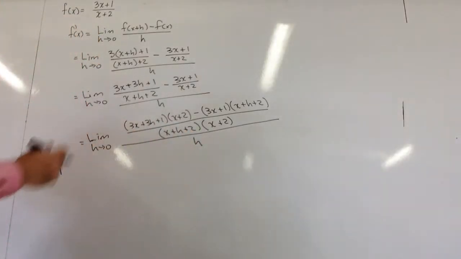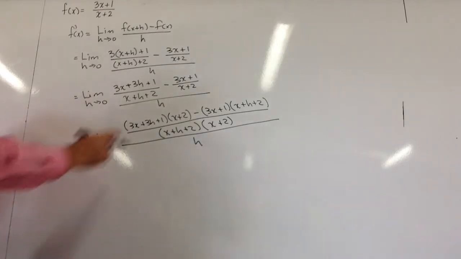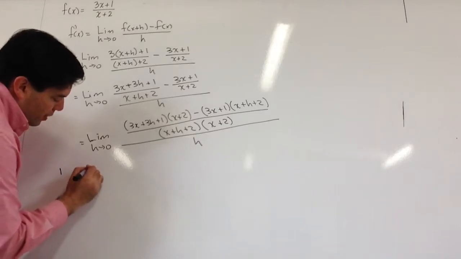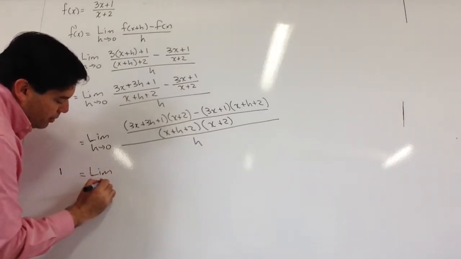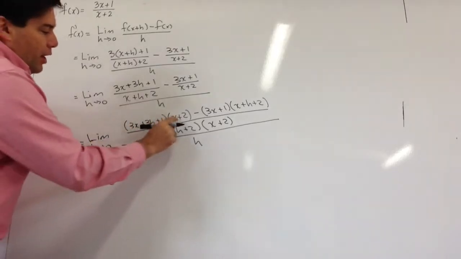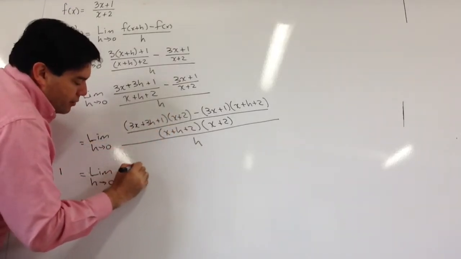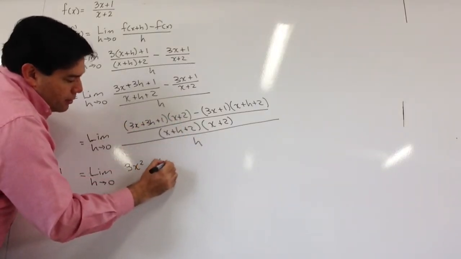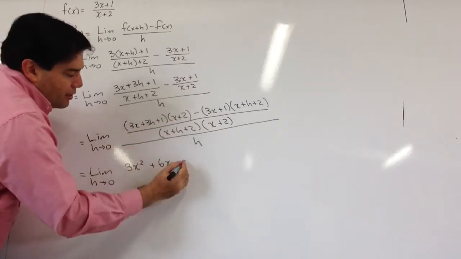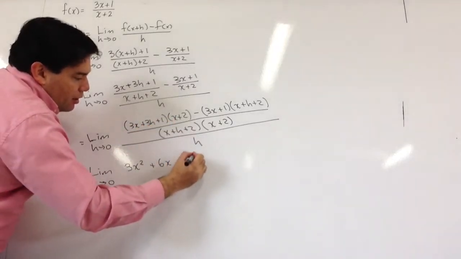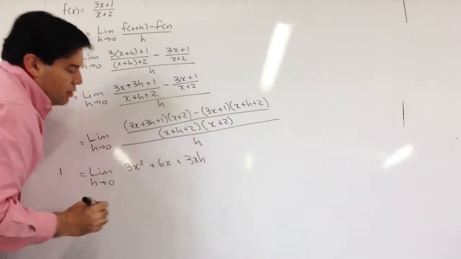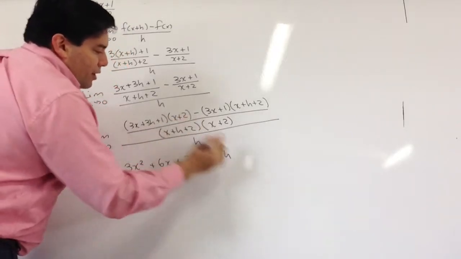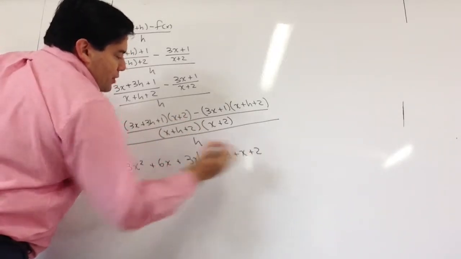Okay. So now I'm going to distribute here in the numerator and see what we get. This is the limit as h approaches 0. 3x times x is 3x squared. 3x times 2 is 6x. 3h times x is 3xh. 3h times 2 is 6h. 1 times x is x, and 1 times 2 is 2.